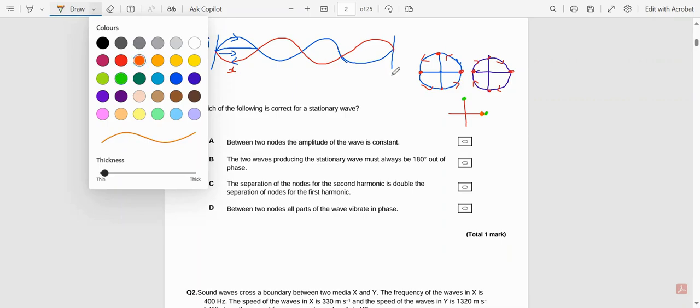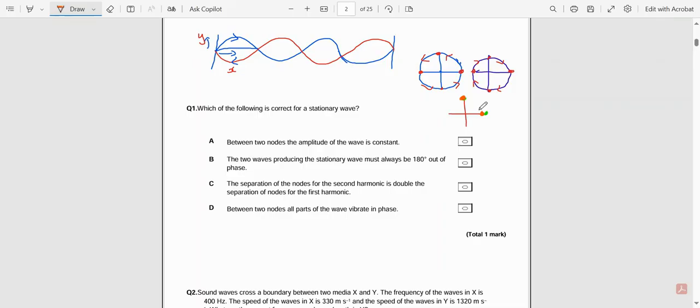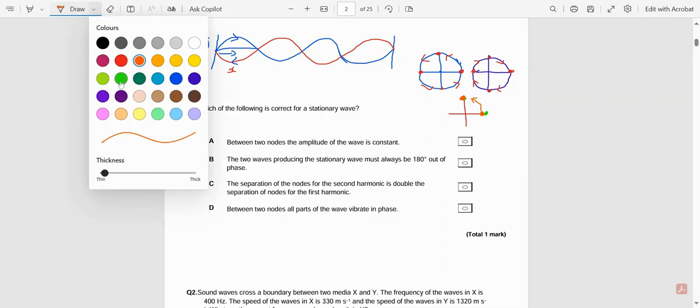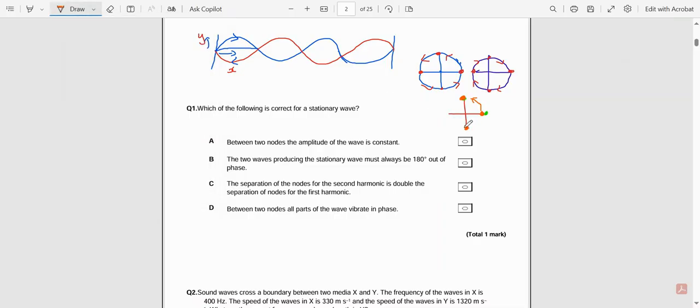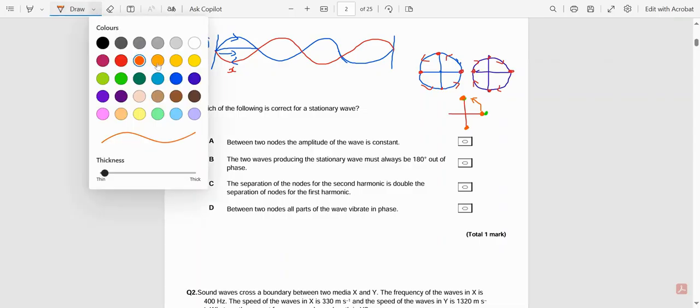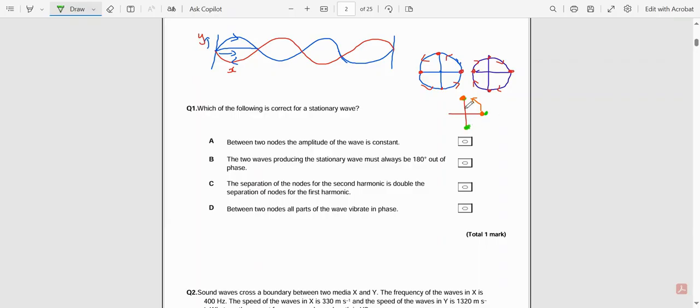Sorry, wait a moment. The orange color particle moves in this way and is placed here, and the green color particle moves in this way and is placed here. So the two particles are at opposite places, right? So the phase angle between them will be 180. That is called out of phase, because the particles have not met. The particles have not met here, and this is 180 degrees out of phase.